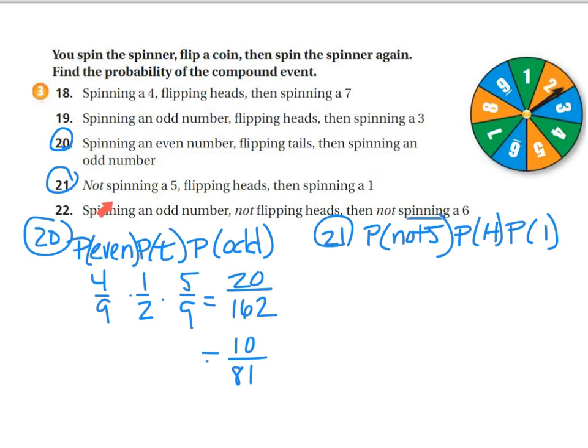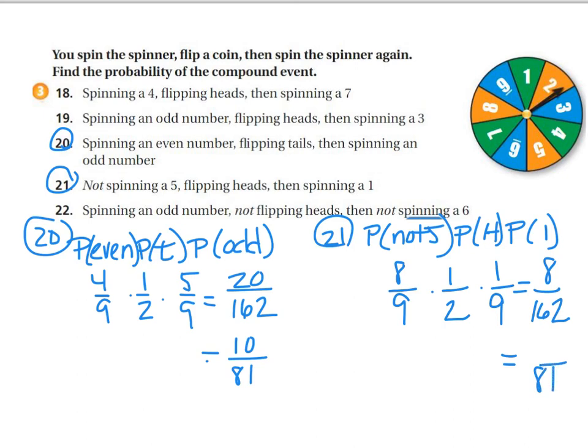So now we're looking at not spinning a 5, which means we're spinning everything but 5, flipping heads, and then spinning a 1. So the probability of spinning everything other than 5 means 8 out of 9 outcomes. We know the probability of a head is 1/2, and the probability of spinning 1 on that spinner is 1 chance in 9. So I would get 8 in the numerator and 162 in the denominator. And I can simplify by dividing top and bottom by 2. So I would get 8 divided by 2 would be 4 over 81.